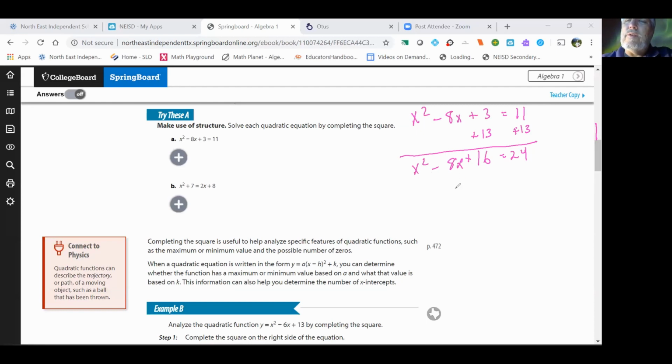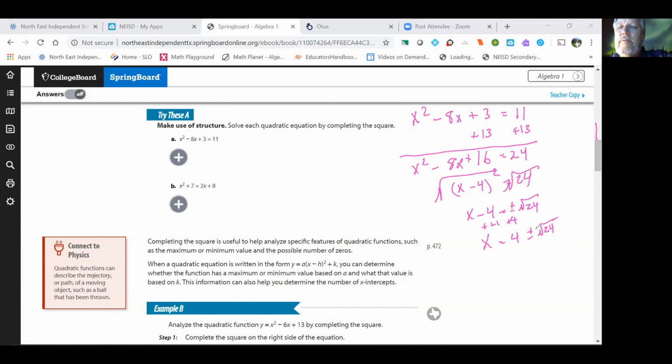So this is a perfect square trinomial, so I know it's going to end up being x minus 4. Remember, the first sign is the sign inside here. And that's going to be squared, equals 24. I'm going to take the square root of both sides. X minus 4 is equal to the square root of 24. And it's plus or minus. And so I'm going to end up with x is equal to 4 plus or minus the square root of 24.